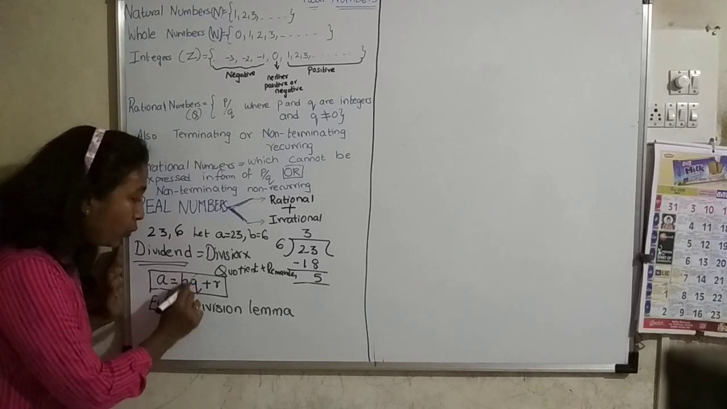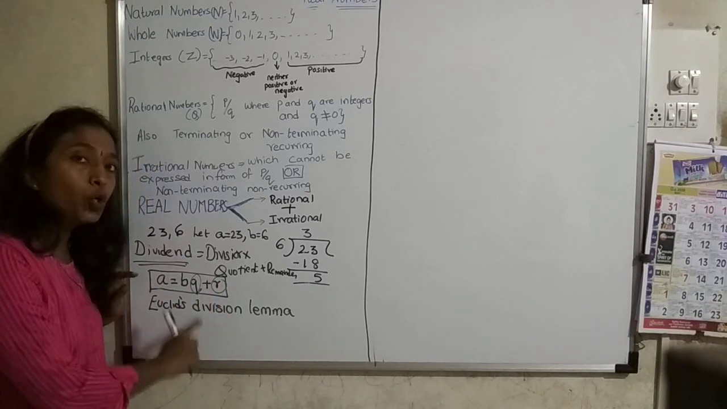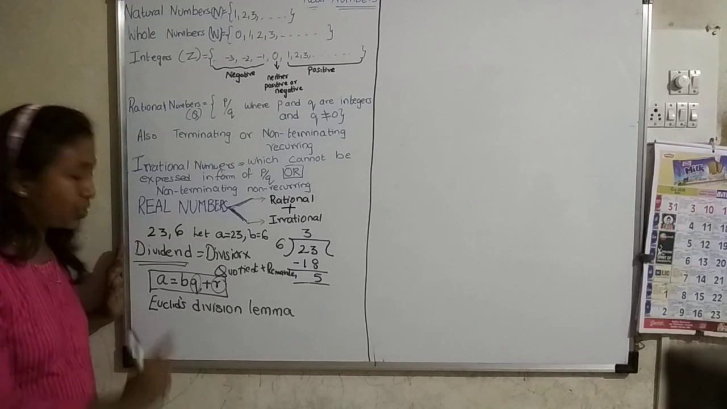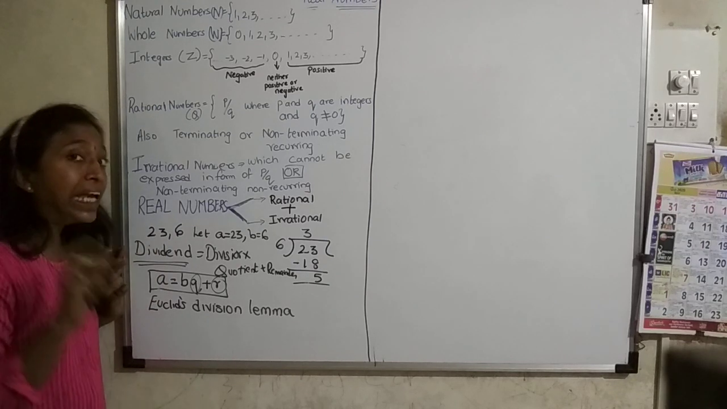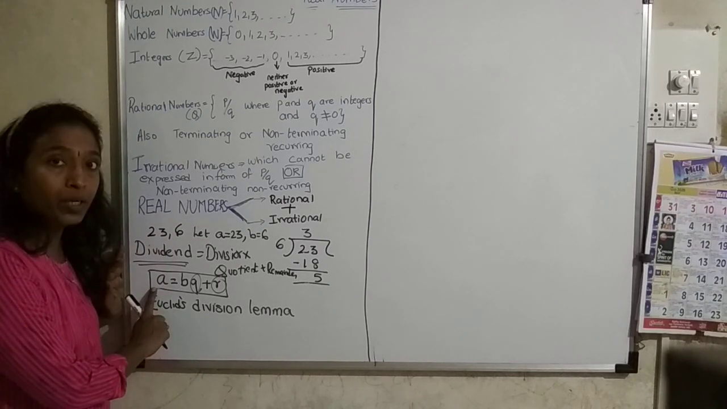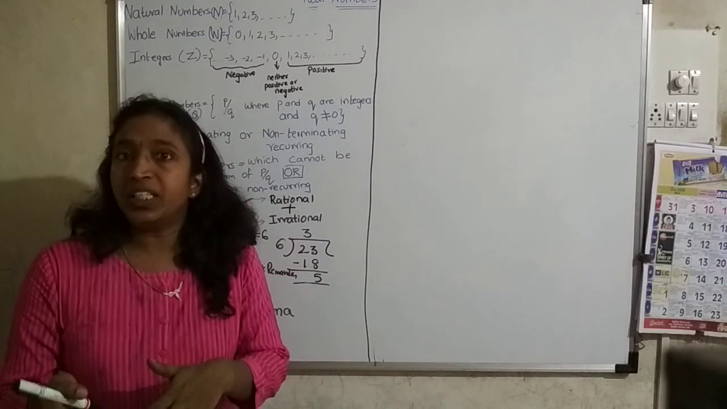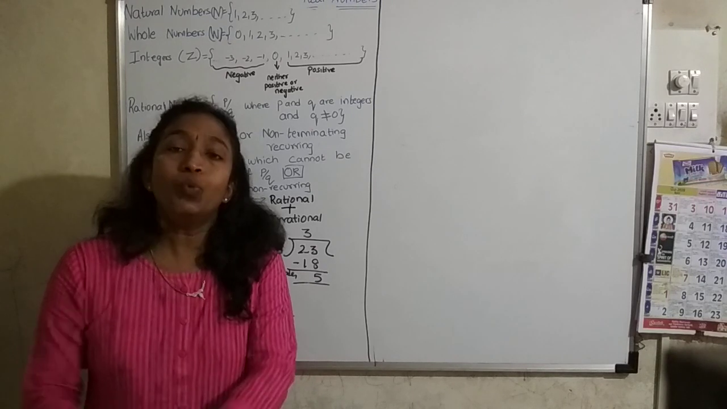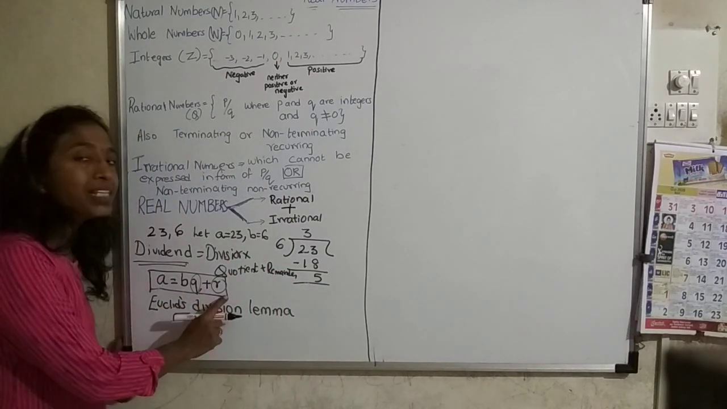you can find unique positive integers Q and R. Here everything, A, B, Q, R, is a positive integer, so it holds for positive integers. So given two positive integers A and B, A greater than B, you will find unique integers Q and R such that A equals BQ plus R.